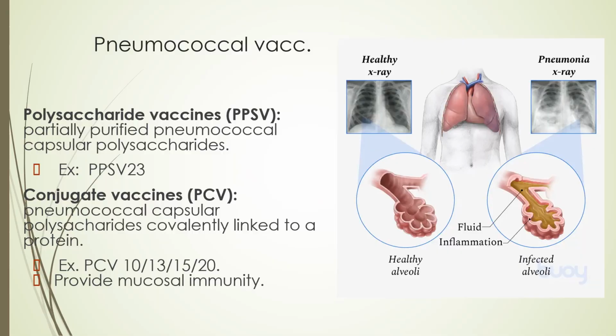First is the pneumococcal vaccine. There's two types of vaccines. There's many types within those categories. There's the polysaccharide vaccines, that's the PPSV, and then there's the conjugate vaccines, which is the PCV. The conjugate vaccines seem to be better because they're linked to a protein which creates a better immune response. It seems that we're moving on to using more conjugate vaccines in the future.